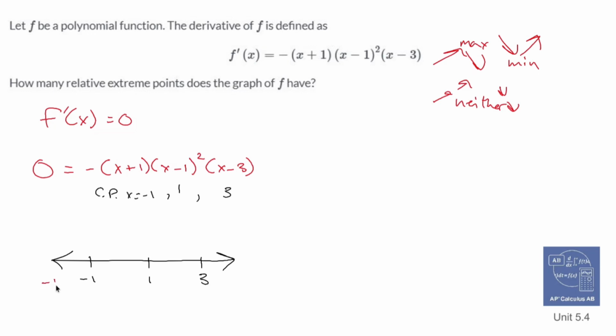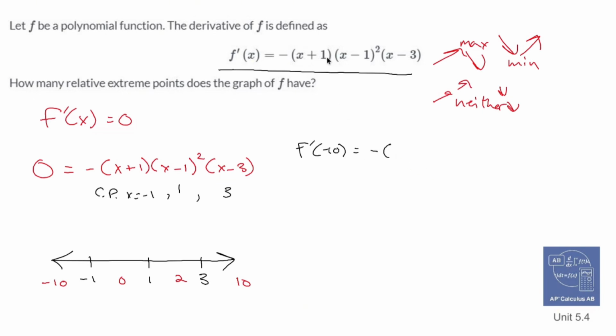I'm going to plug in negative 10. I'm going to plug in 0. I'm going to plug in 2. And I'm going to plug in 10. All right, so let's plug it into the original derivative right there. So f prime of negative 10 is going to be negative.